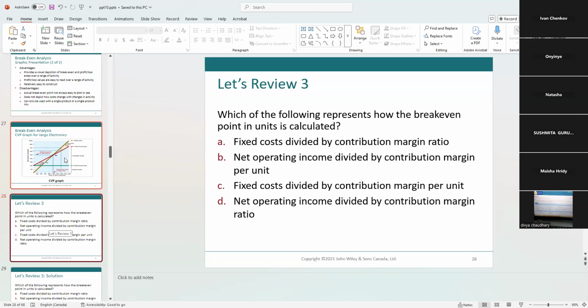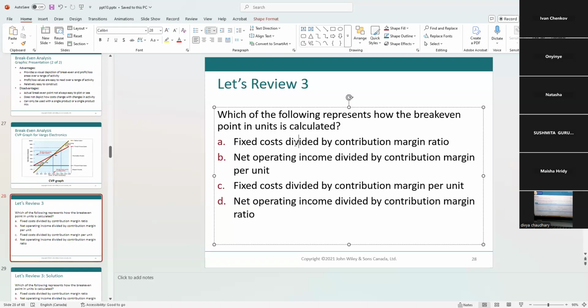I'd say it's C. Any other suggestions? Fixed cost divided by contribution. A. Any other suggestions? Yeah, it's A. But C could also be an answer.